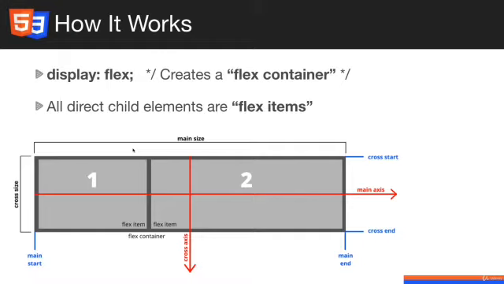But we can also do flex direction column, which will align them this way. Okay, that'll align them vertically. Now we have a cross axis which goes up and down, and we have a main axis that goes this way. And there's different CSS properties we can use to align our flex items.